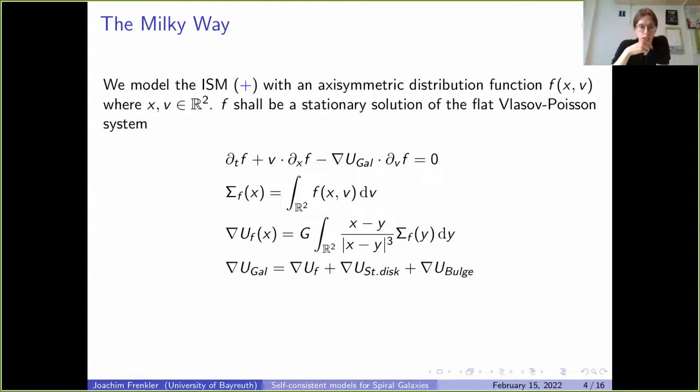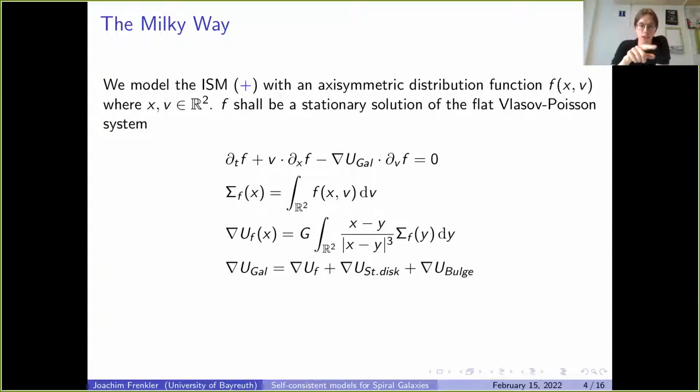The third line is interesting. There we have the gradient of the gravitational potential of F, so the gradient of the gravitational potential of the ISM. This is given by G, the gravitational constant, times the convolution of x divided by length of x to the third, and the density sigma. And this convolution is in fact a singular integral operator, because the singularity of the integral kernel is not integrable over R2.